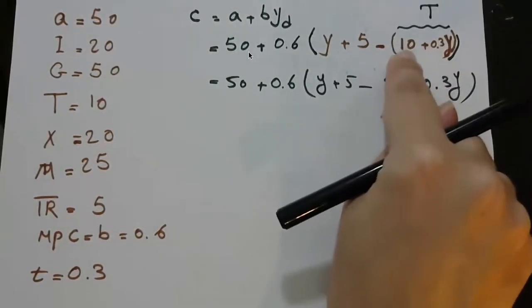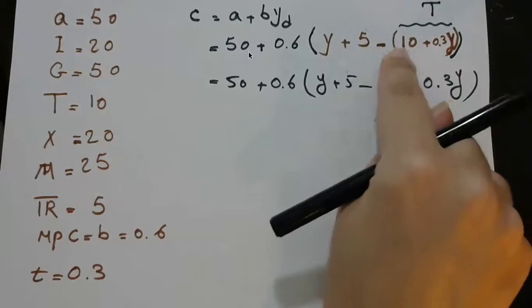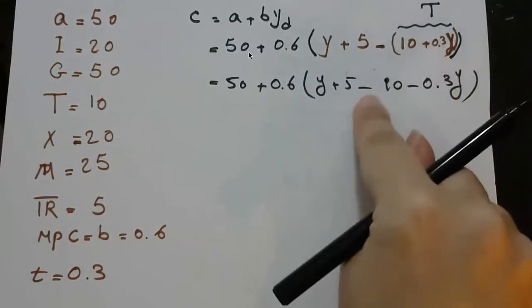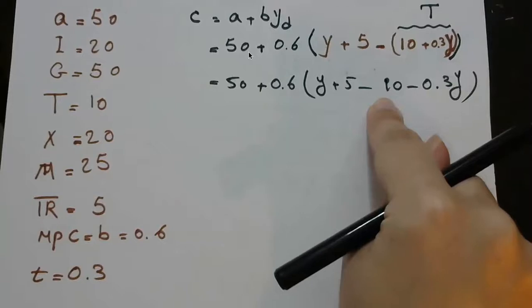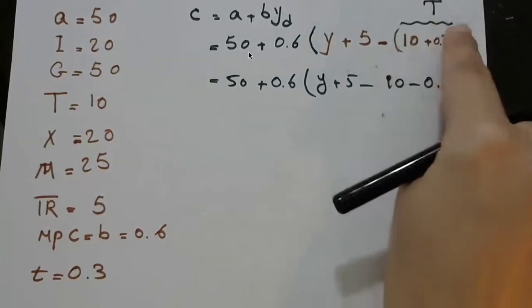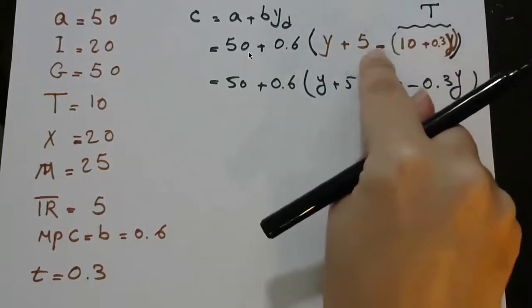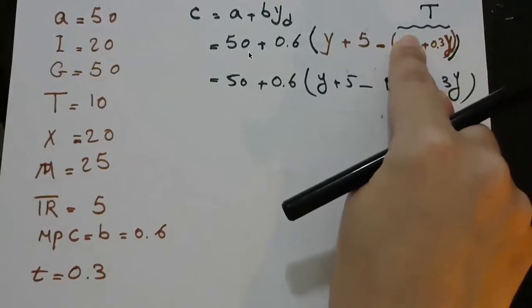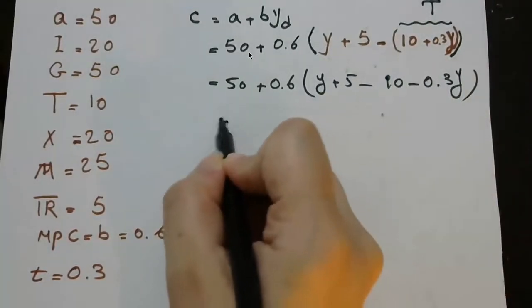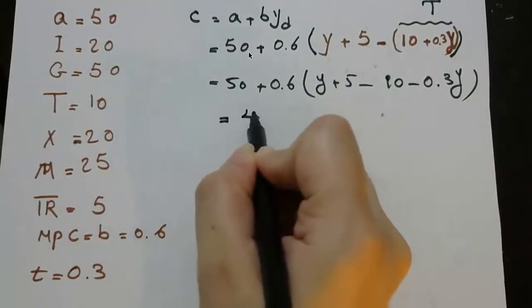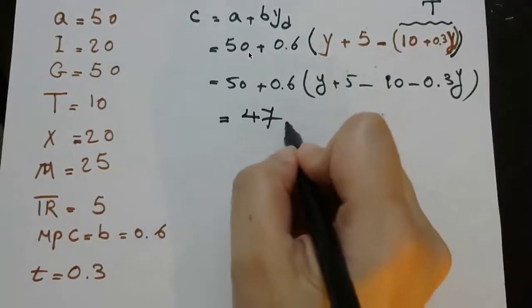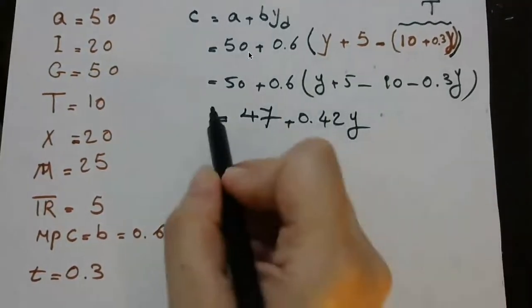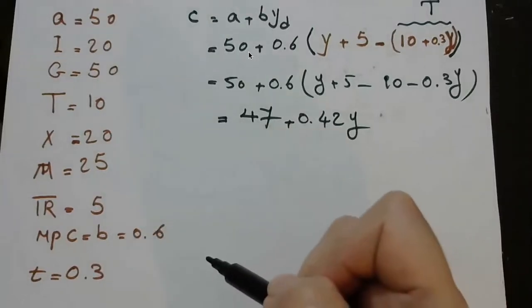It's going inside, it's going for 10 and it's going until 0.3. So you can see that both of them are negative. So that's why I put this tax into the brackets, so that you know that you have to put this negative for both of these components in the bracket. So then once you calculate, the whole calculation is that the consumption function is 47 plus 0.42y. So this is the consumption function.